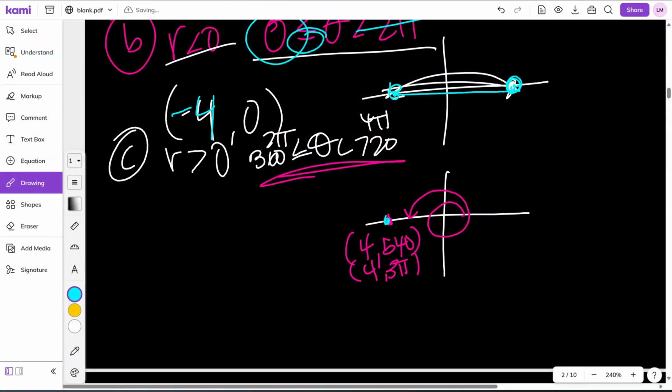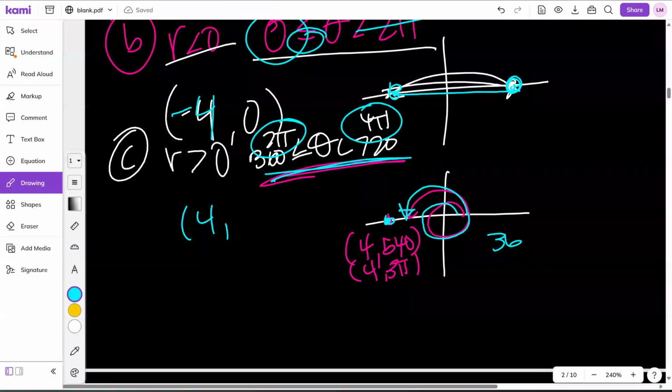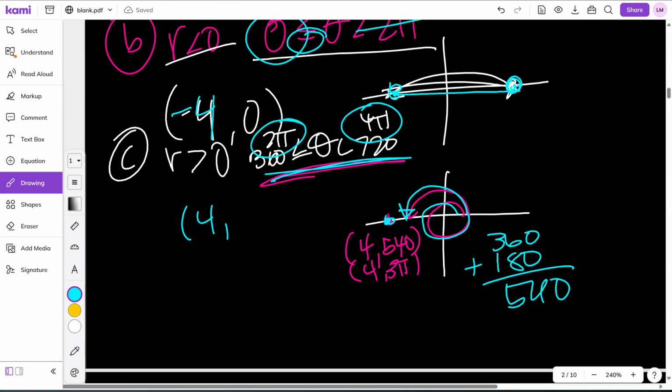All right, the next one, keeping in mind I have to land at this spot, and r is positive, so I'm landing right here. So I already know I'm starting with 4, and then I have to be between 360 and 720. It says between 2π and 4π. So I go around once, and that's 360, and then I need to land here, so that's another 180. 360 plus 180 is 540. So I know this has to be 540 or 3π.